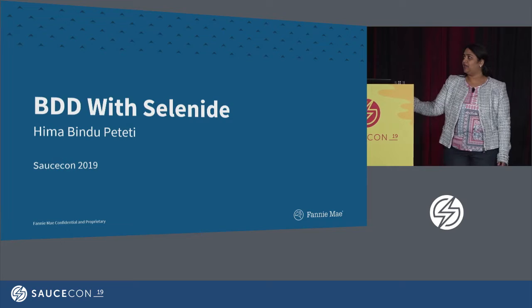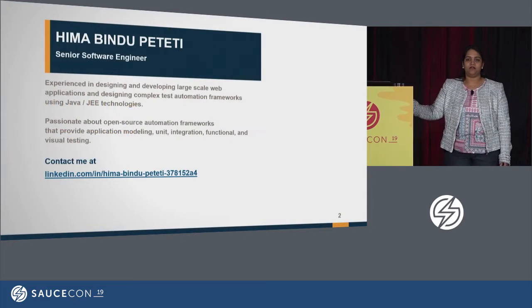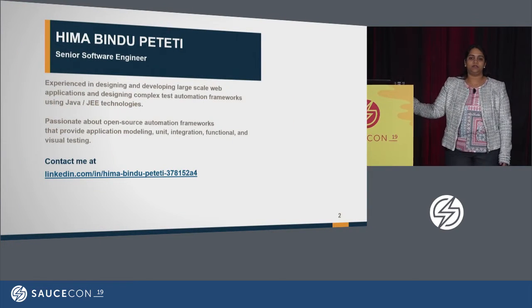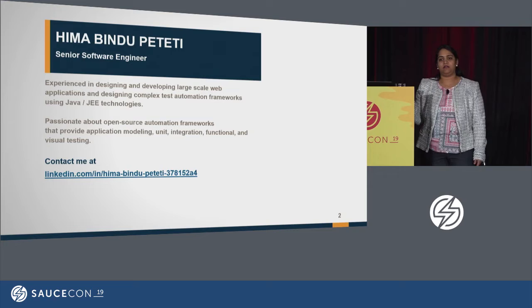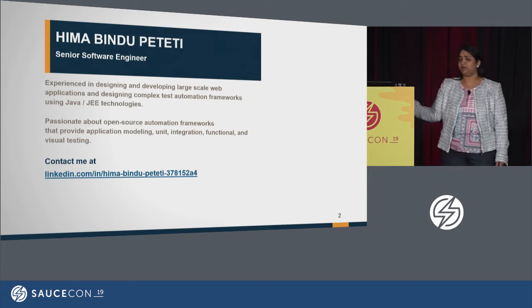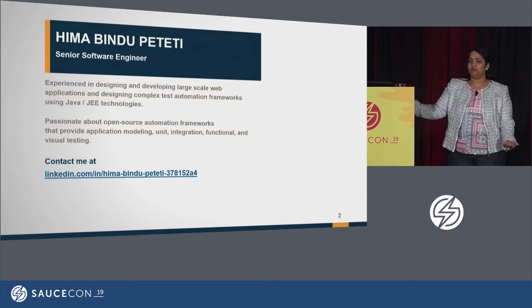So let's move ahead. About me, I worked as a developer for almost 12 years, and I have experience in designing large-scale web applications and also designing complex test automation solutions using Java J2EE technologies. Currently, I'm working at Fannie Mae as a lead Center of Excellence team member. So my area of focus is completely on test automation right now.